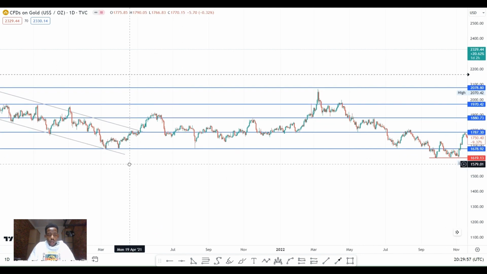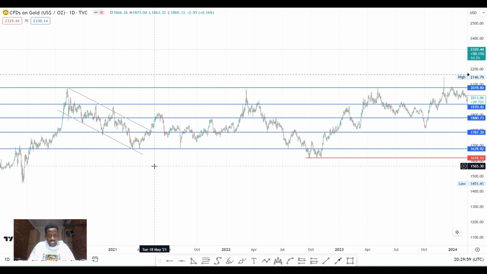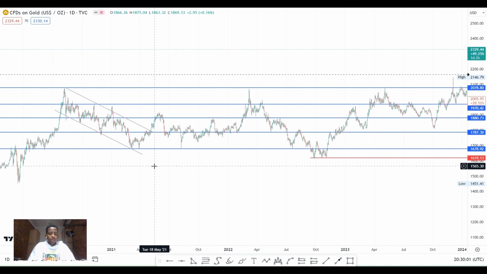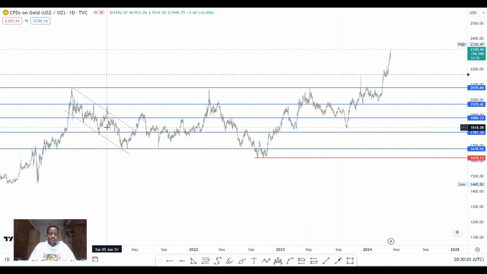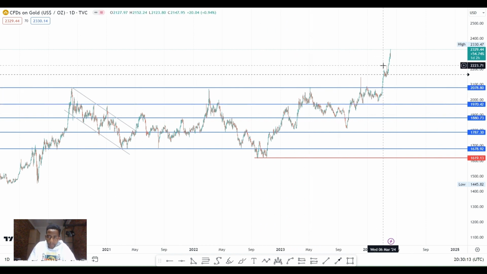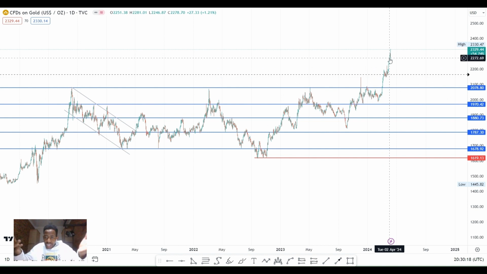Look, I don't know if you see it, but for a couple of times now, gold has been giving us these chart patterns: bullish flag, consolidation, bullish flag, consolidation, bullish flag, consolidation, bullish flag, continuation, now bullish flag. You see, now we have to get used to the trend.